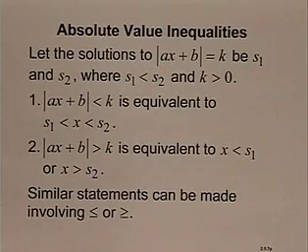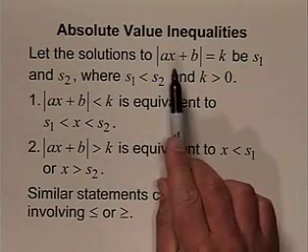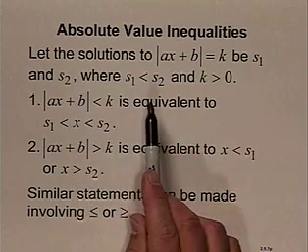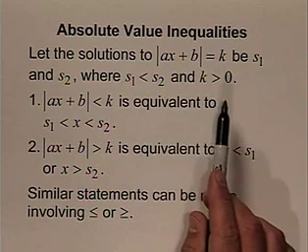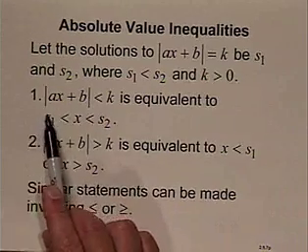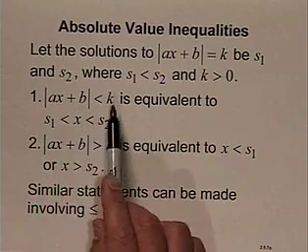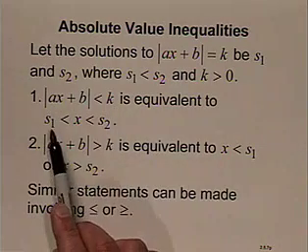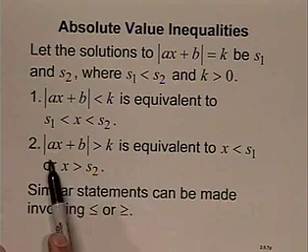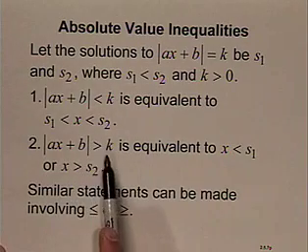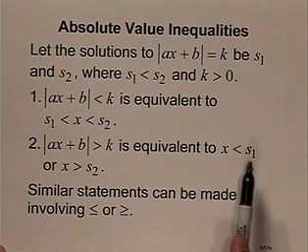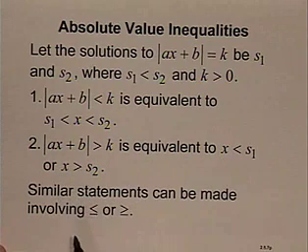If we let the solutions to the absolute value of ax plus b equal k be s1 and s2, where s1 is less than s2 and k is greater than 0, then we have these two situations. First, if we have the absolute value of ax plus b less than k, then this is equivalent to s1 less than x less than s2. If we have the absolute value of ax plus b greater than k, this is equivalent to x less than s1 or x greater than s2.